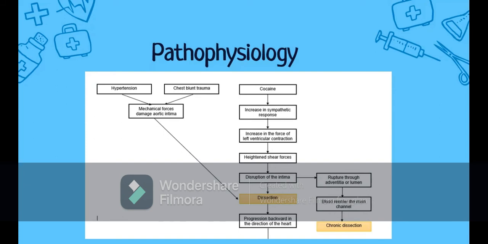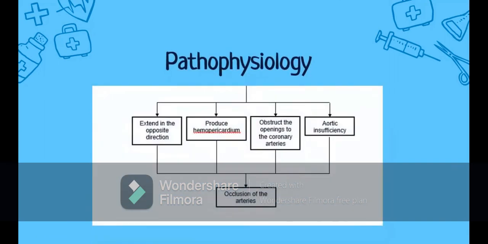The dissection of the aorta may progress backward in the direction of the heart. That then obstructs the openings to the coronary arteries, produces hemopericardium, aortic insufficiency, or it may extend in the opposite direction. That results in the occlusion of the arteries that supply the gastrointestinal tract, kidneys, spinal cord, and legs.